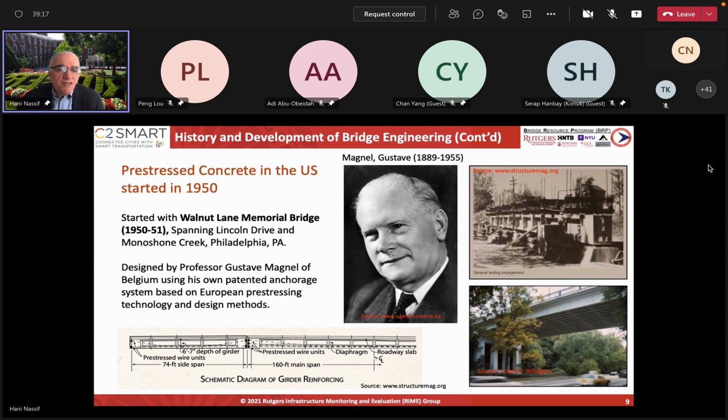the city of Philadelphia brought in Gustave Magnel, who was a Belgian engineer, to design this bridge, which is still in existence right now. It's the Walnut Lane Bridge. It was built and designed specifically as pre-stressed concrete. And that was kind of the starting point in the 50s. And it picked up more in the 70s.